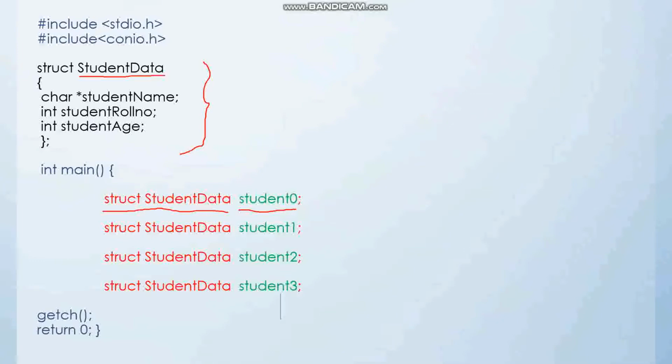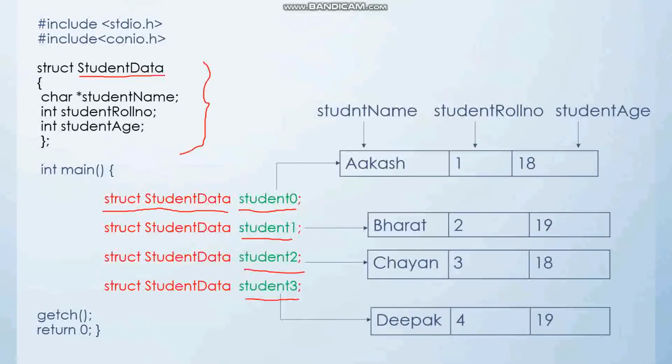In the very similar way, if I want to store values for the second student, then I will declare a second variable, then a third variable, then a fourth variable. The number of variables is equal to the number of students here. So this is the pictorial representation. For student 0, I can access the members, student name, roll number, and student age, and I can store values for these members: Akash, 1, 18, similarly for student 1, similarly for student 2, and similarly for student 3.